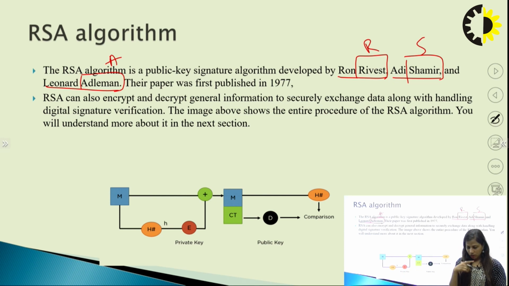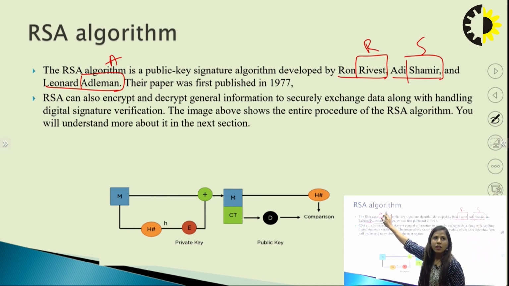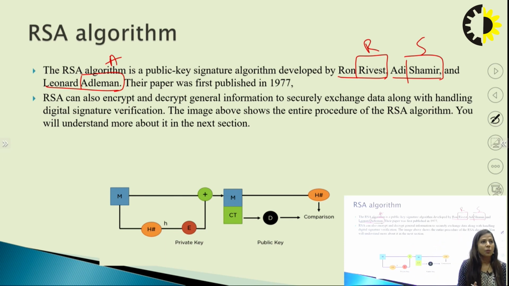They generated one public key signature algorithm, in which they gave the name through the initials of their surnames: R for Rivest, S for Shamir, and A for Adleman. This was in 1977, and they published a paper on it, explaining how we can generate the public key, how we can generate the private key, and how we can do the encryption and decryption in the following process.